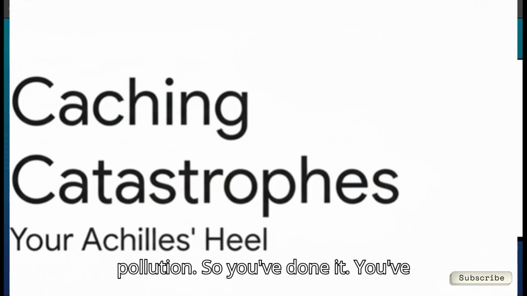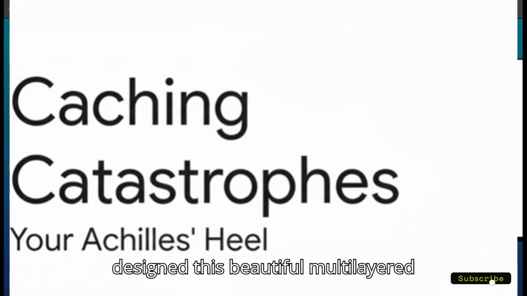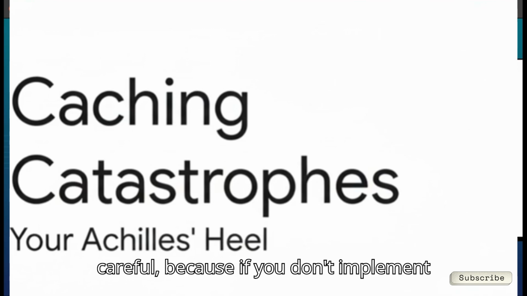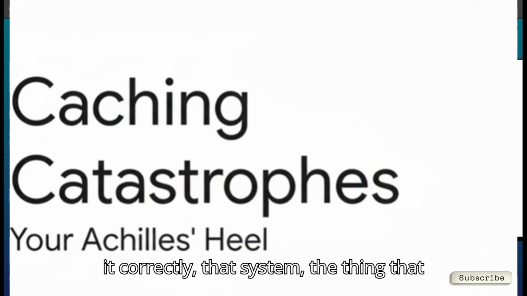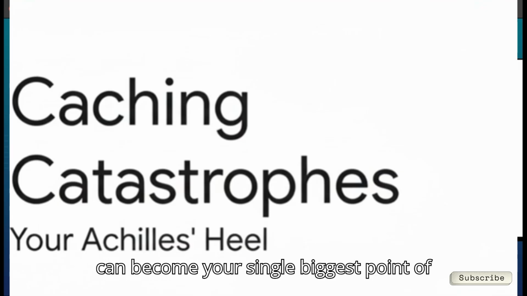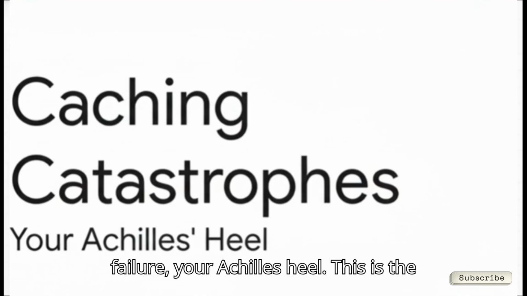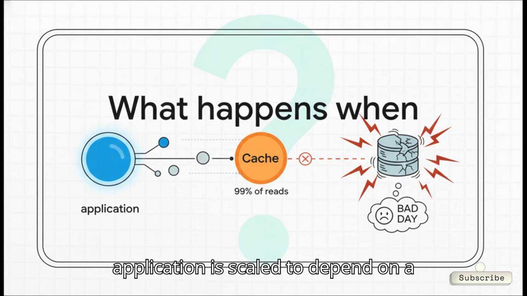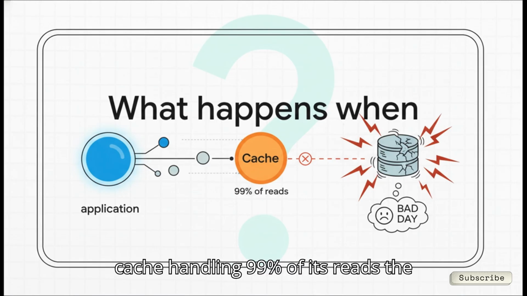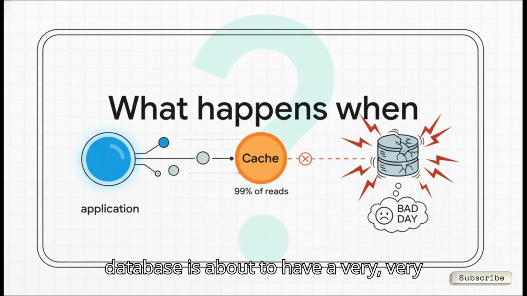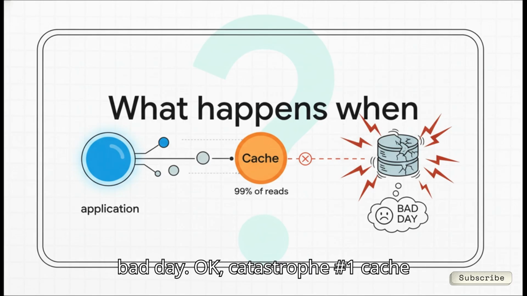So you've done it. You've designed this beautiful, multi-layered caching system. But you have to be careful, because if you don't implement it correctly, that system, the thing that gives you all that amazing performance, can become your single biggest point of failure, your Achilles heel. This is the question every single system architect needs to be asking. Because when your application is scaled to depend on a cache handling 99% of its reads, the second that cache stops working, your database is about to have a very, very bad day.